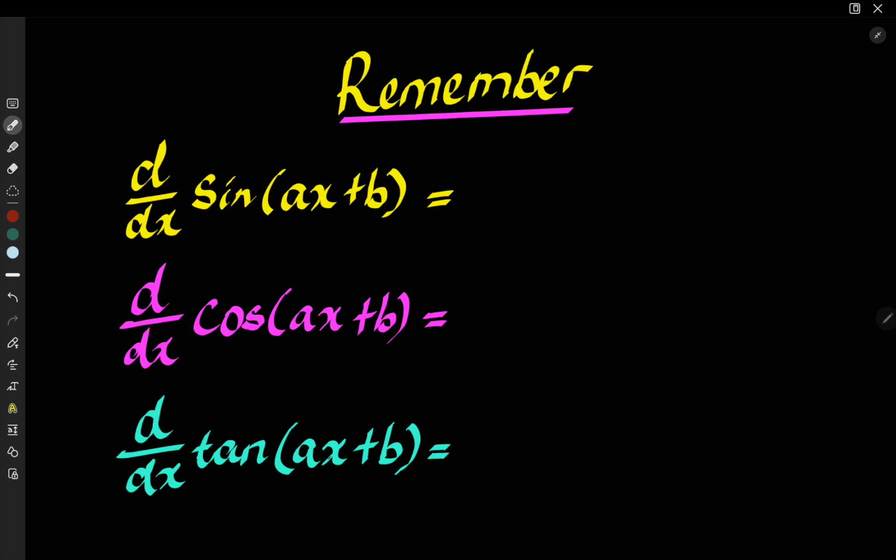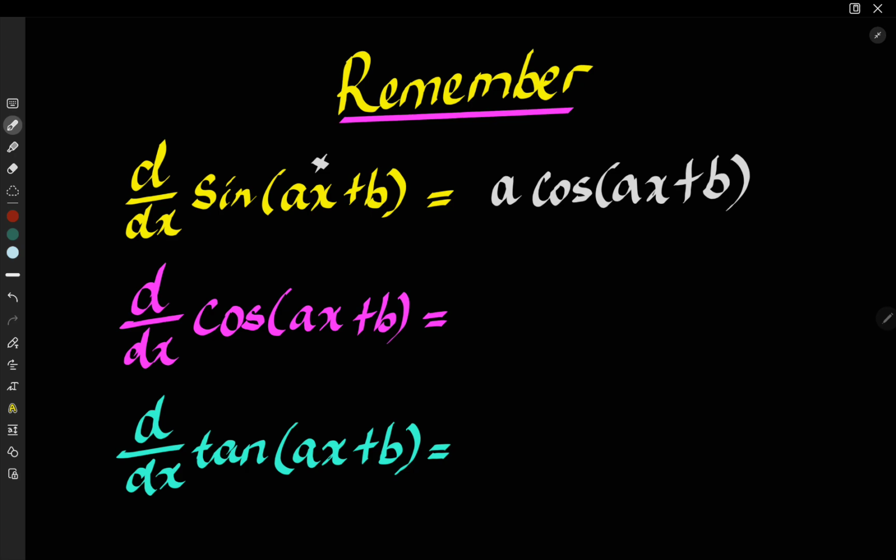Now, if you remember very well, we did the derivative of sin(ax + b), and we said the derivative of sine is cos. So that will be cos(ax + b). But remember, we said we multiply by the coefficient of x. So that will be a cos(ax + b). So that will be the derivative. This is the general derivative of sin(ax + b).